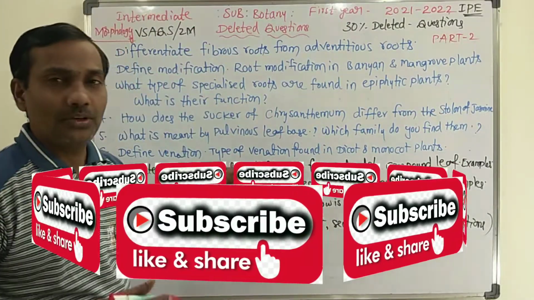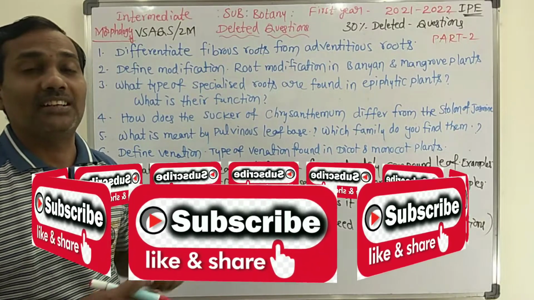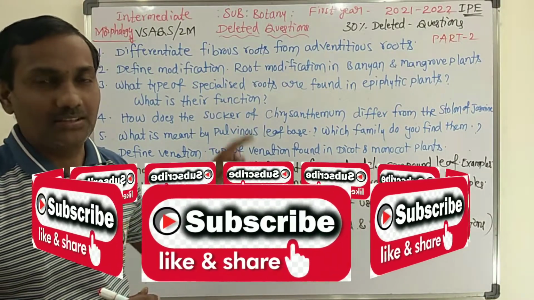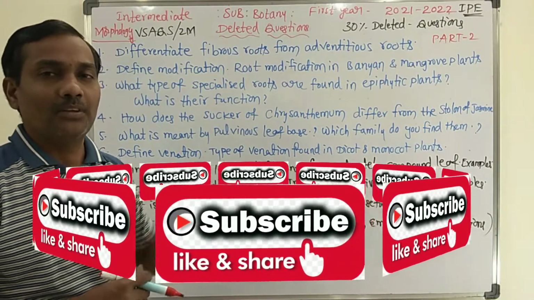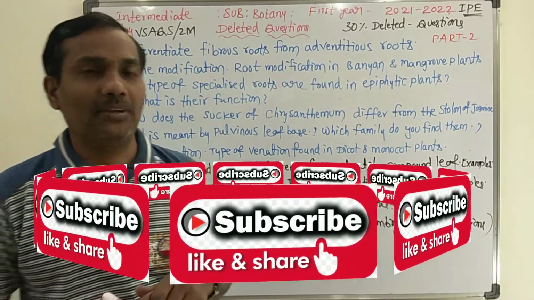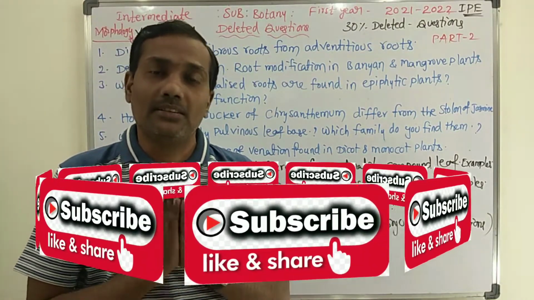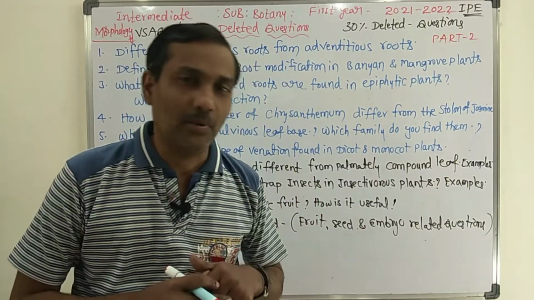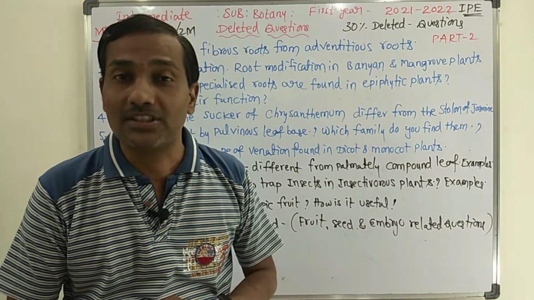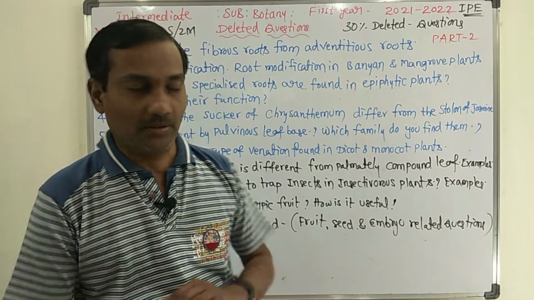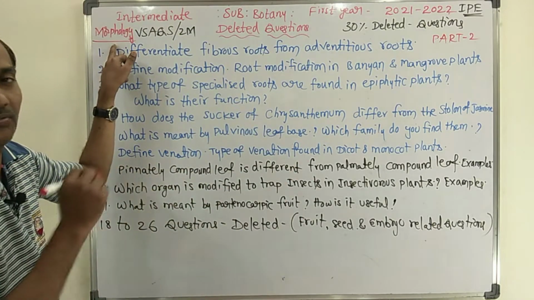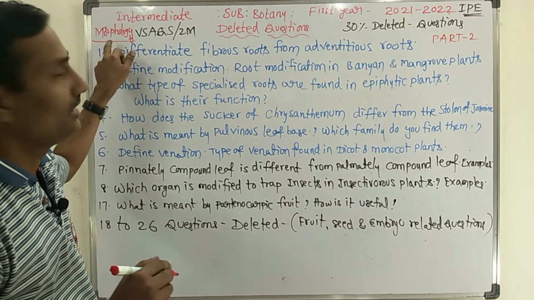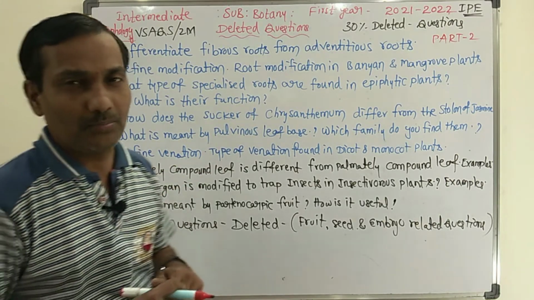Now I am going to give the list of questions which are deleted for the IP exam. It is the board exam, theoretical exam, 2021-22 academic year, subject botany, the deleted 30% syllabus. So it is part 2, already part 1 uploaded, deleted questions from the living world chapter. Now I am going to give the list of questions which are deleted, especially in the morphology of flowering plants.